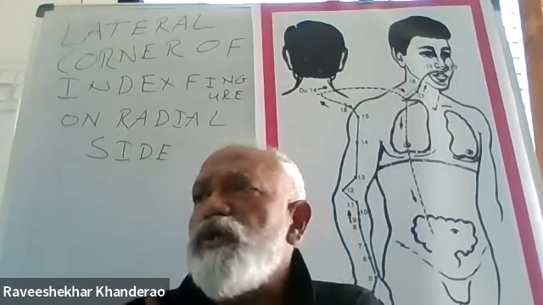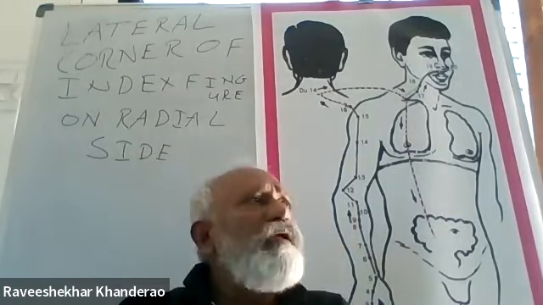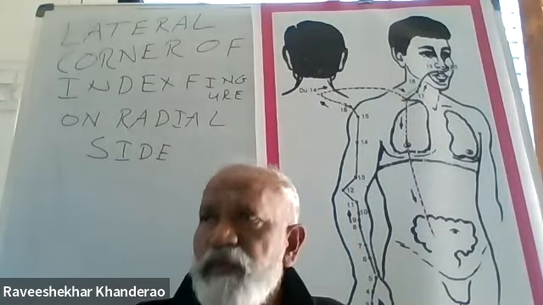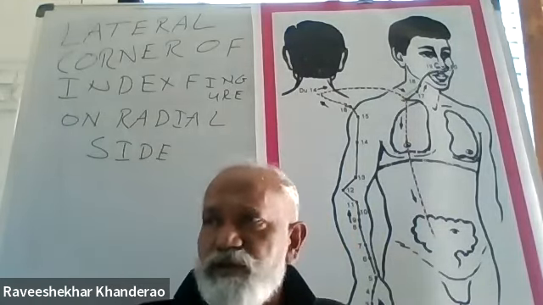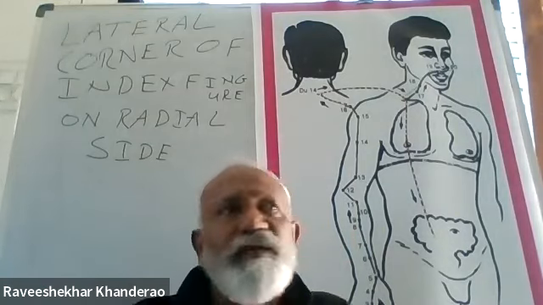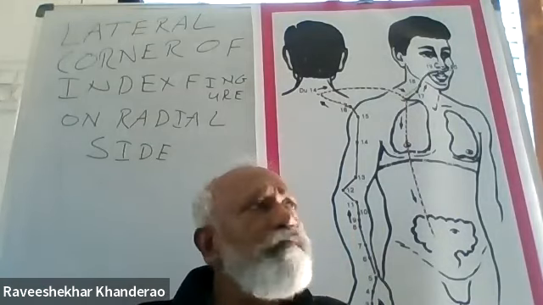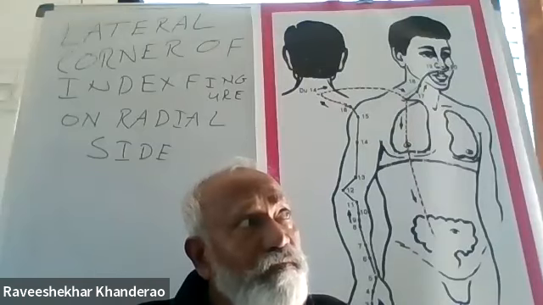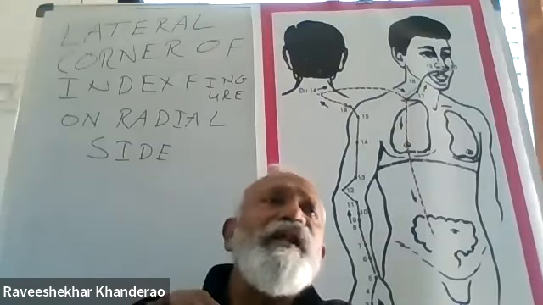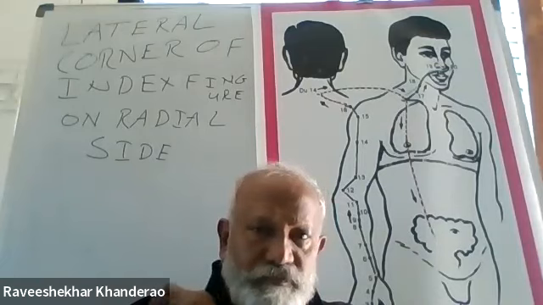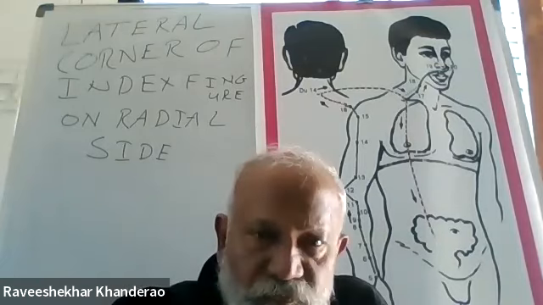Stroke is wind stroke. There are two different types of strokes. Wind stroke means paralysis, hemiplegia. Okay.